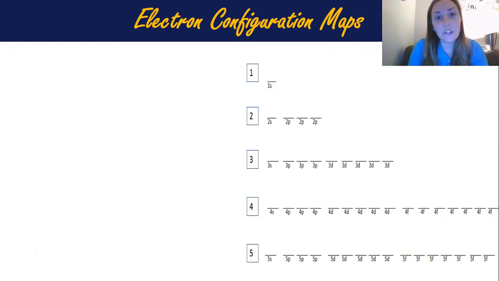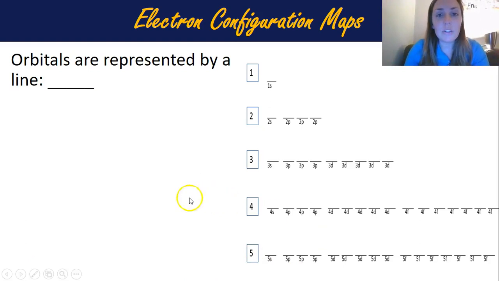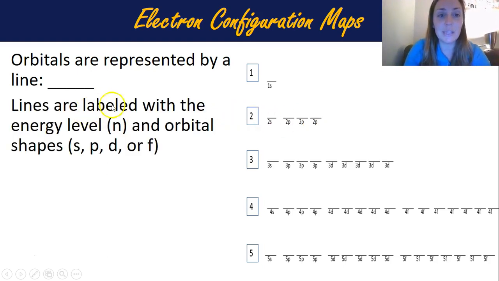So we have these things called electron configuration maps. That's what you're seeing on the screen here. You'll notice that there are some dashes and some numbers. Let's go over what they are. Each of these dashes represents an orbital. If you notice 1s, s only has one orbital, so there's only one dash, versus 2p, where there are 3 of them because there are 3 different orientations of p. Every line is labeled with the energy level, n, and the orbital shape, s, p, d, or f.